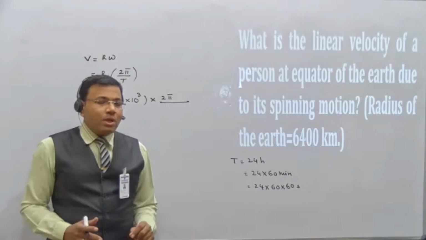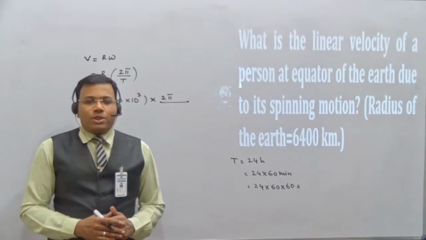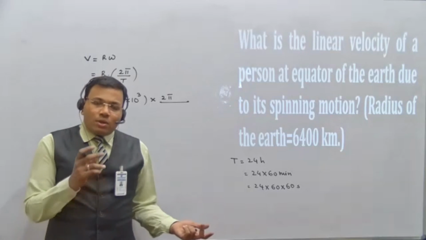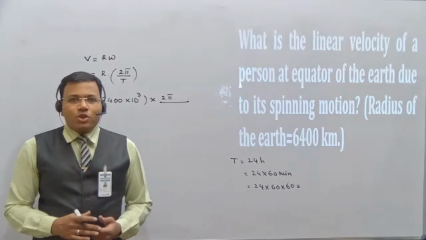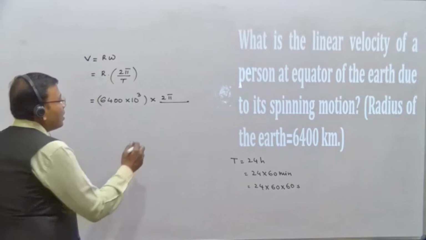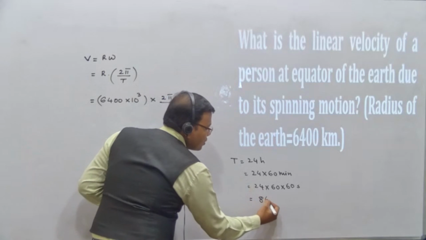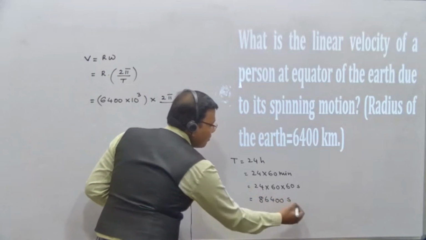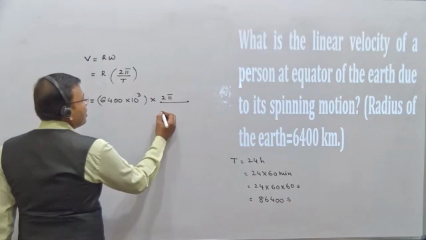I hope it is clear. We cannot directly substitute in terms of hours. Hour is not the SI unit of time. No doubt, time is expressed in terms of hours, minutes, but the SI unit of time is just seconds. Now, students, if you multiply this, the value will be 86,400 seconds. So that value I'm writing here.